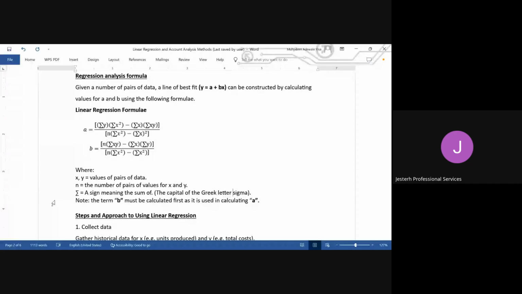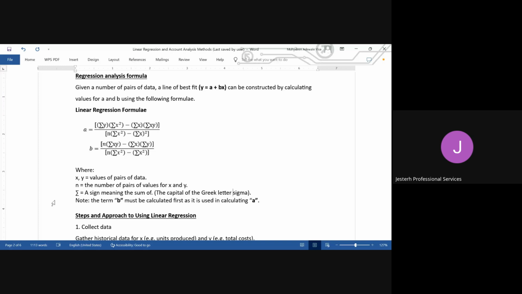Now, N, what does the N stand for? The number of pairs of values for X and Y. Okay, it might be confusing. N stands for how many months of information they give to us. Is the information just for 2 months? Is it for 3 months? Is it for 4 months? The N helps us know the period of the pairs of values of the information given to us.